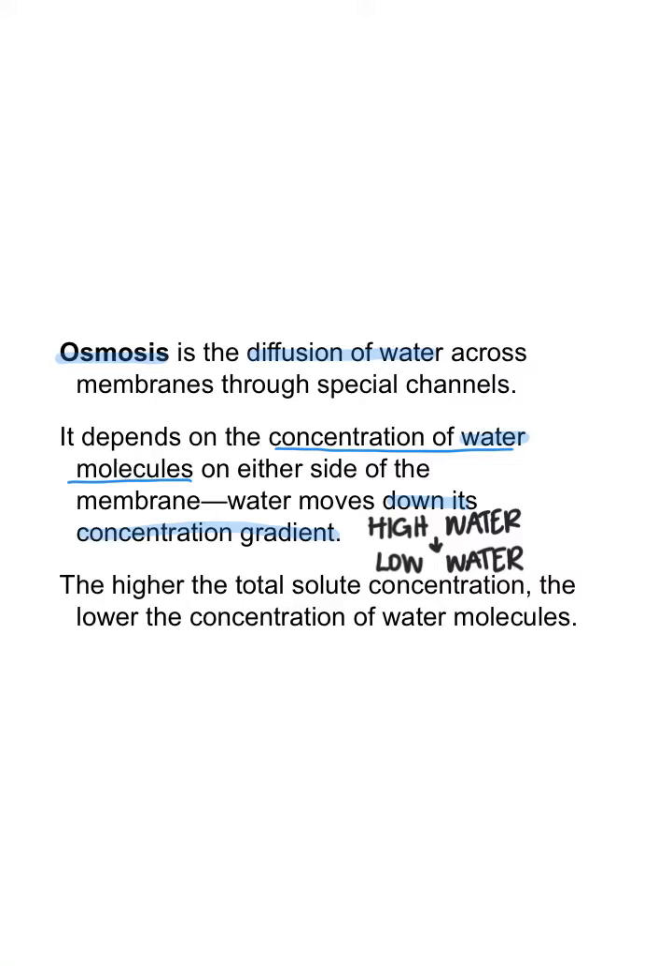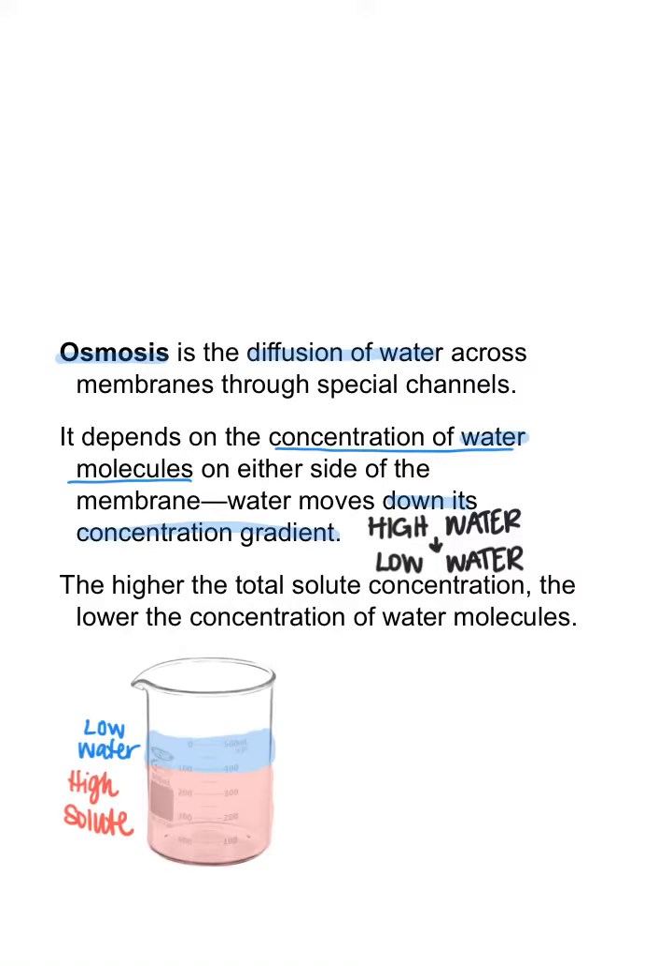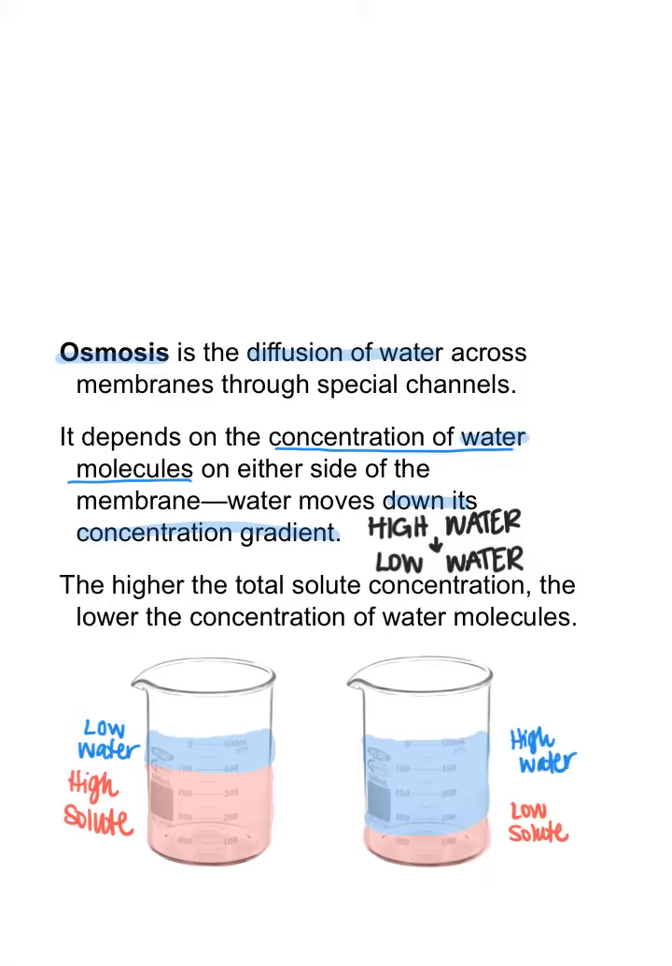The reason that's tricky is because, for the most part, when people are talking about concentrations, they're talking about solute concentrations. So, the higher the total solute concentration, the lower the concentration of water molecules. And vice versa. The lower the concentration of the solute particles, the higher the concentration of the water.